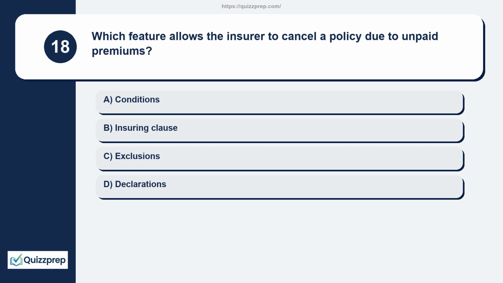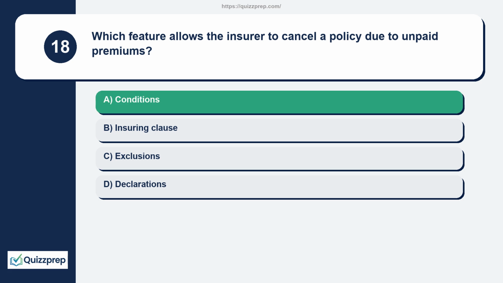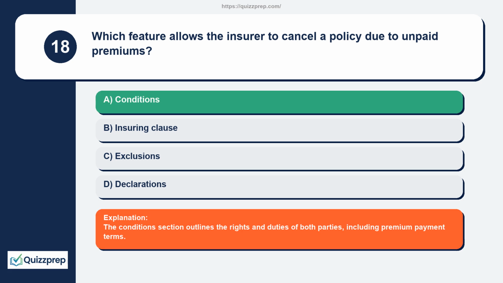Question 18. Which feature allows the insurer to cancel a policy due to unpaid premiums? Conditions, insuring clause, exclusions, declarations. The conditions section outlines the rights and duties of both parties, including premium payment terms.